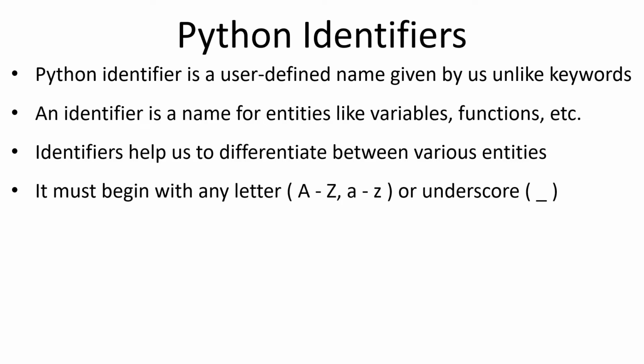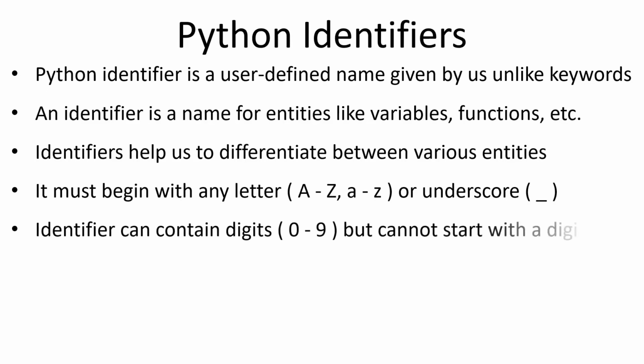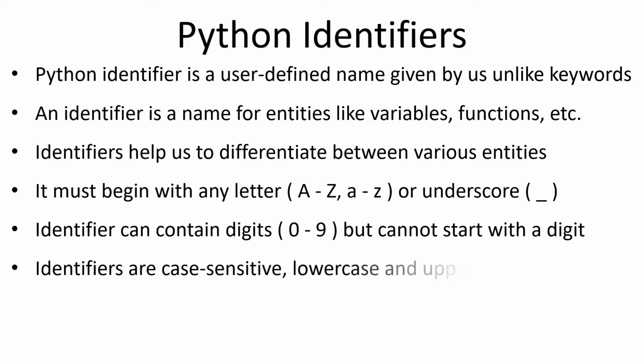An identifier name must begin with any lowercase or uppercase letter or the underscore, and then it may contain digits, but it cannot begin with a digit. Identifiers are case-sensitive, and the same identifier names in lowercase and uppercase are different.